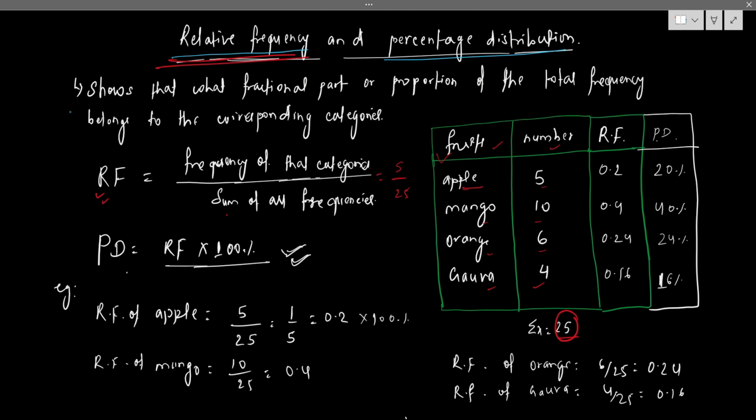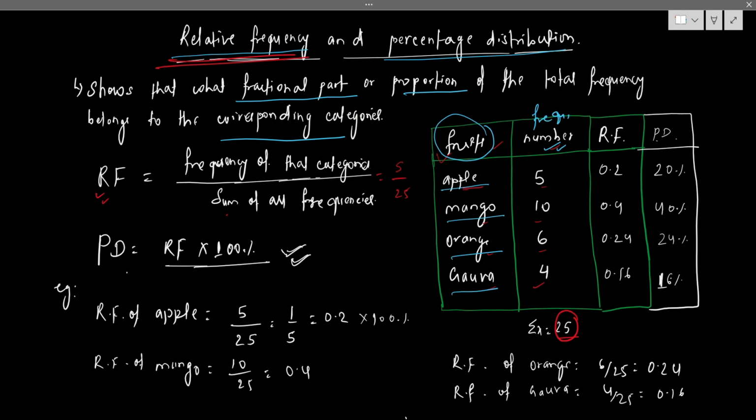Relative frequency shows what fractional part, basically a fraction of the whole or the proportion of the total frequency, belongs to the corresponding category. As you can see here in the box, there are types of fruit like apple, mango, orange, guava. These are the four types of fruits, and the number eaten or taken is considered the frequency.